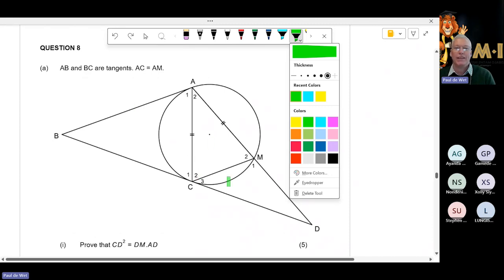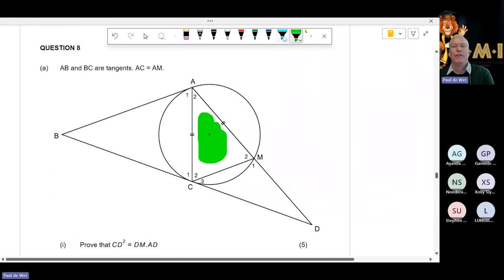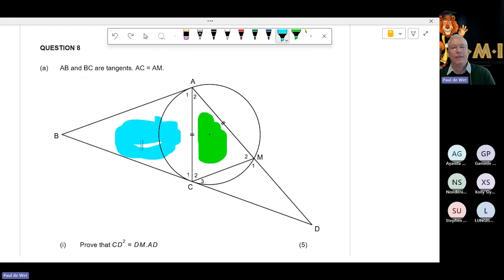I don't think so. Are they? Yeah, they might be. A, B, C. Yes, they are. Okay, so this one here and this one here are similar. But if you can prove those two similar.